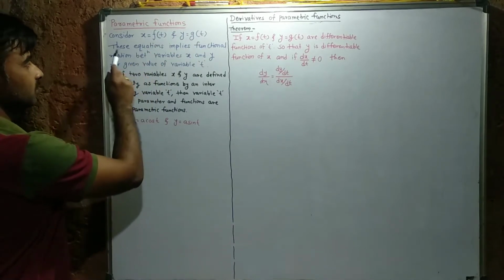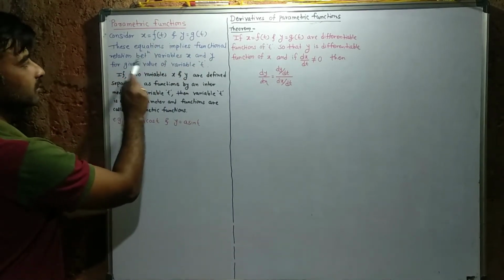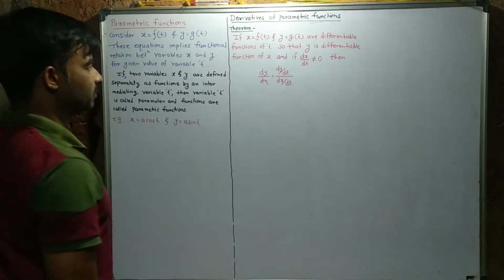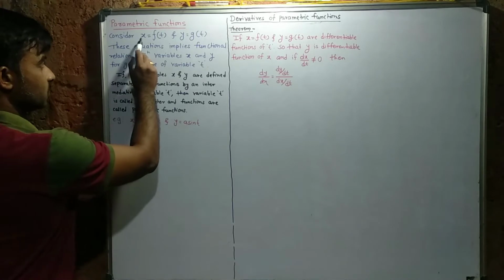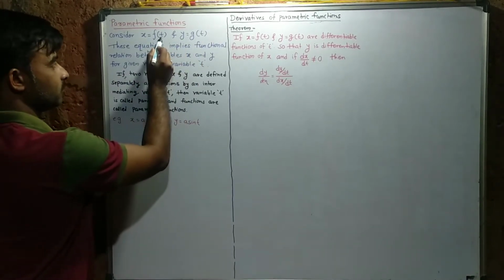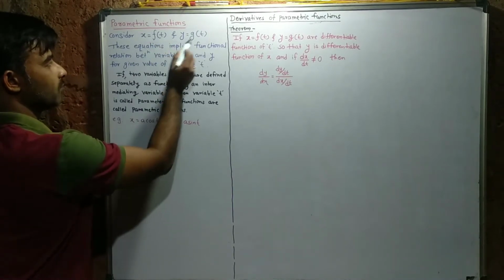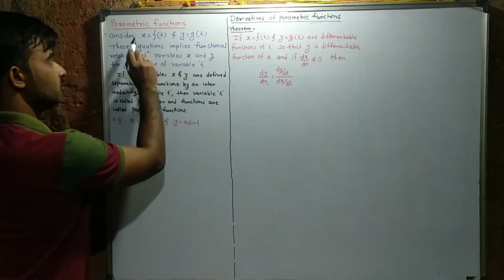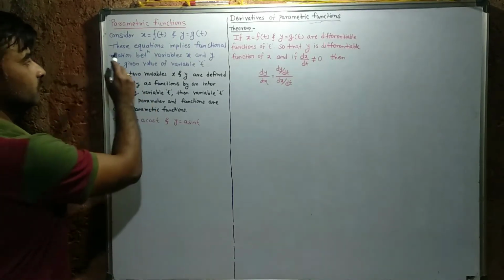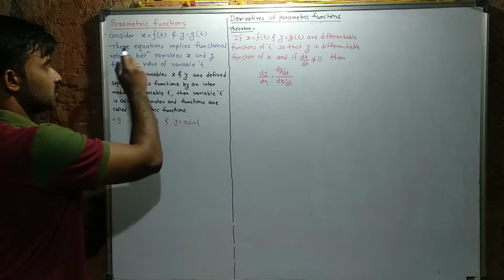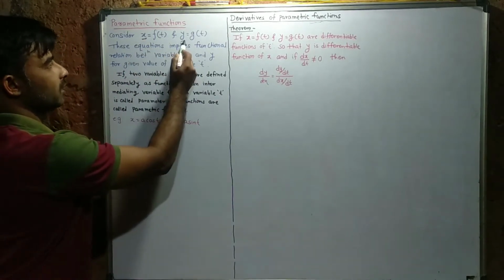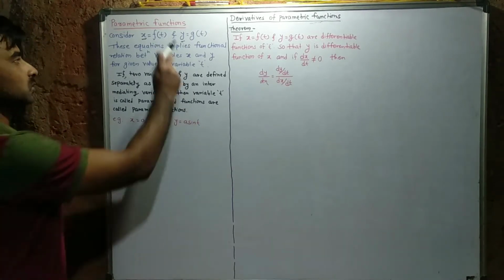This equation implies a functional relation between the variables x and y for a given value of variable t. That means x is a function of t and y is a function of t, and when we change the value of t, the values of both x and y also change. That means there is a functional relation between the variables x and y by using the variable t.